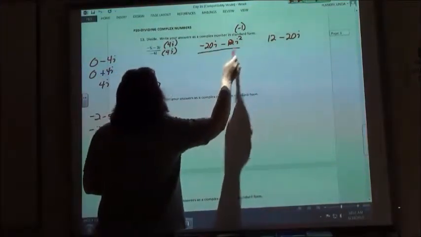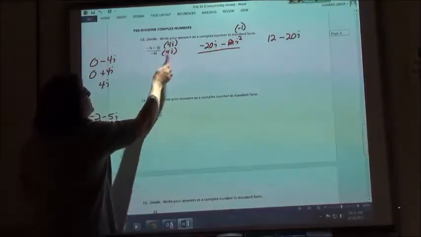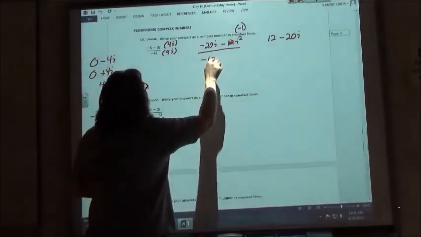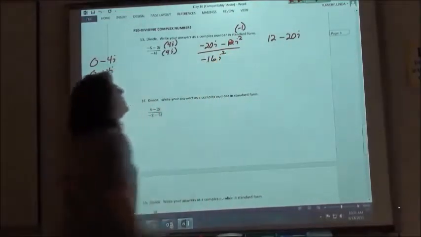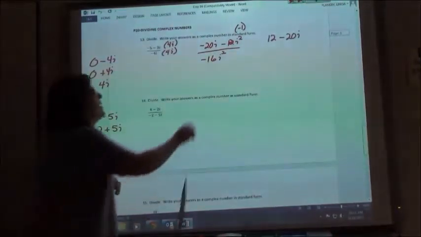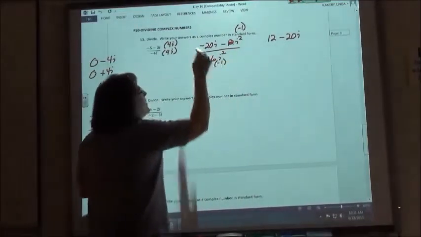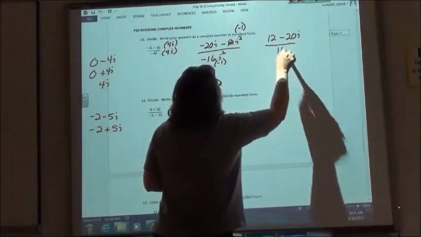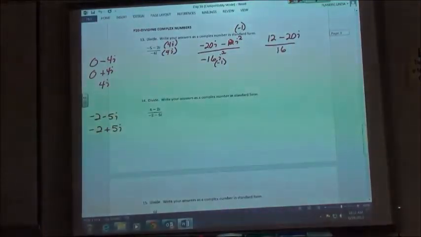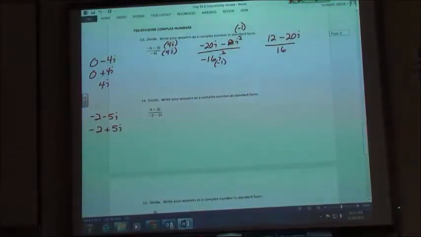On the bottom, negative 4i times positive 4i is negative 16i squared. And again, we're going to put in the negative 1, and so a negative times a negative is going to make that a positive 16. Now, when they put their answer in standard form, they're going to separate the real number part from the imaginary number part, so they're going to put two fractions in this case.